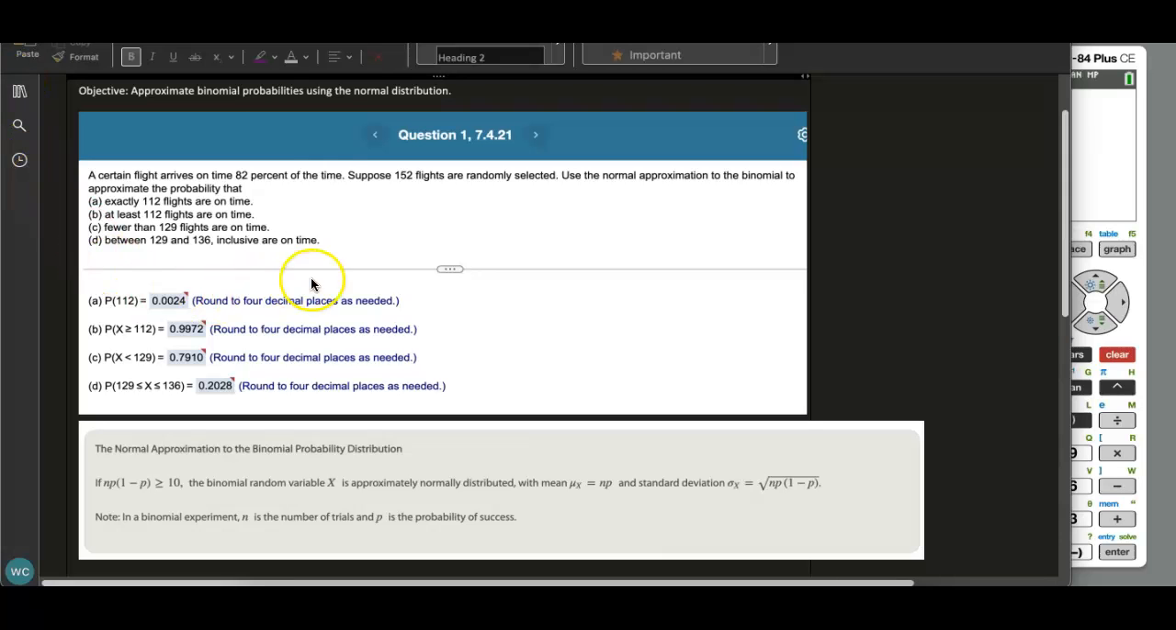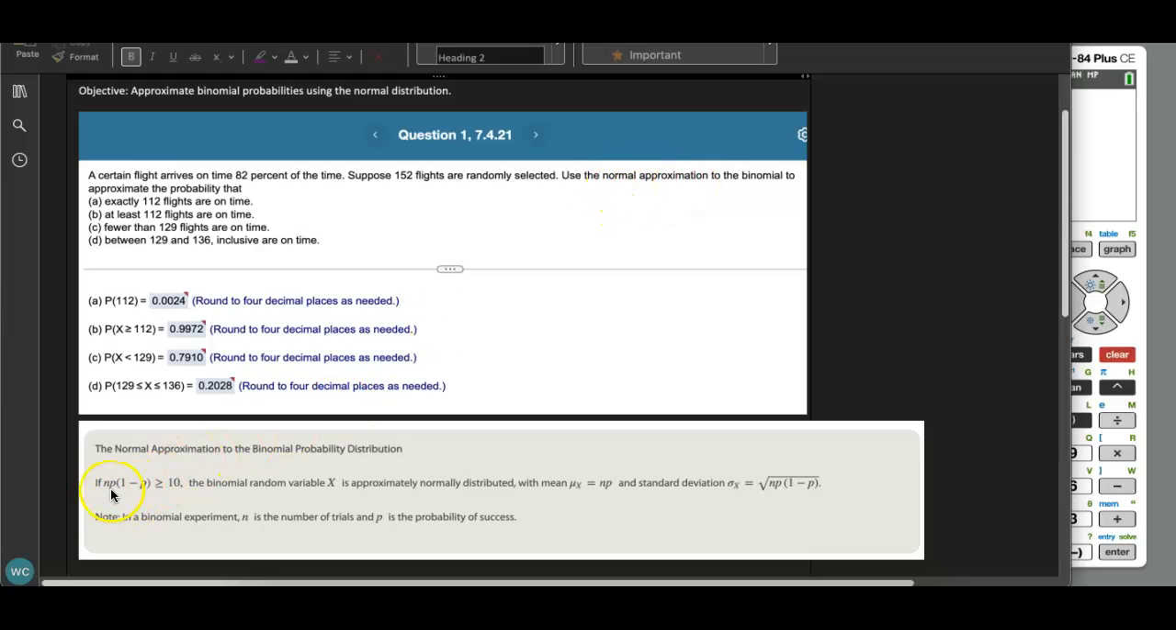Take a moment to pause this video to read the problem setup, and also read this information about the normal approximation to the binomial probability distribution. Specifically here, to find these different parts, we're asked to use the normal approximation.